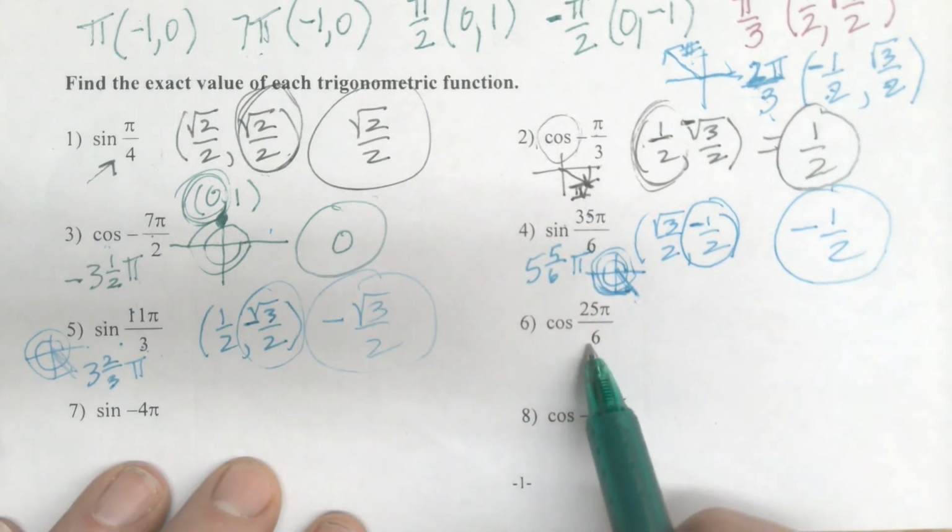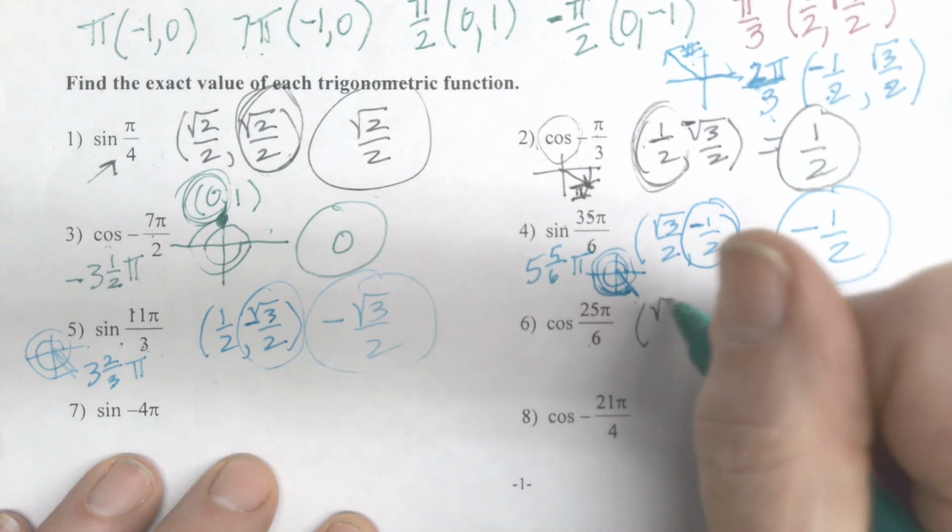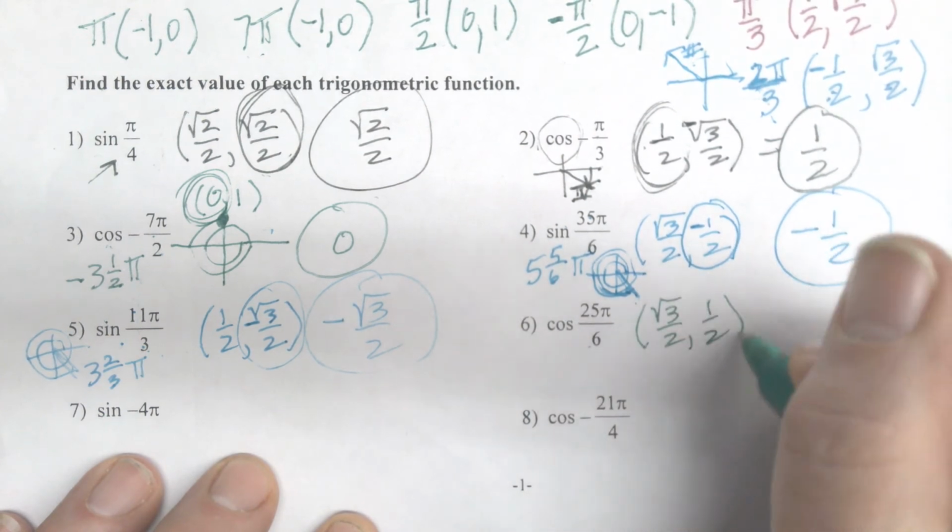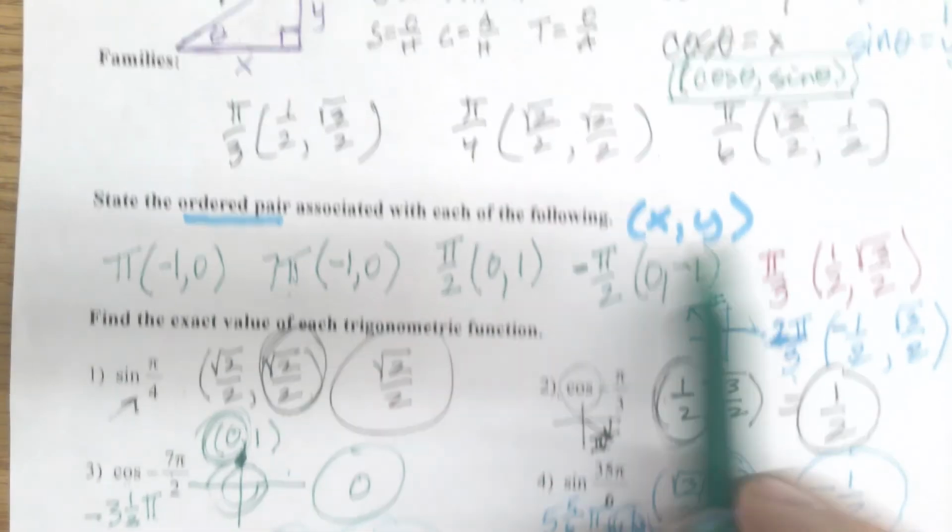25 pi over 6 puts me in the pi over 6 family again. Square root of 3 over 2, comma 1/2. Again, that goes right back up to my family.